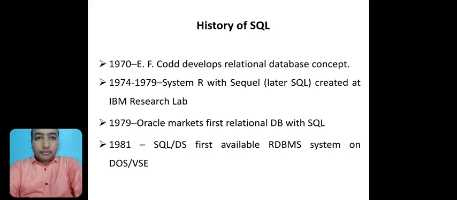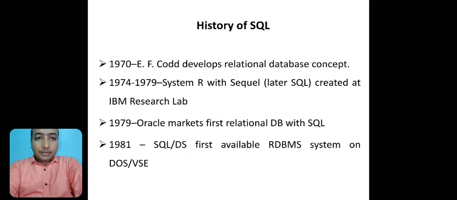From 1974 to 1979, System R with SEQUEL, later called SQL, was created at an IBM research lab. So you can understand that the earlier name of SQL was SEQUEL, and it was used with System R during 1974 to 1979.